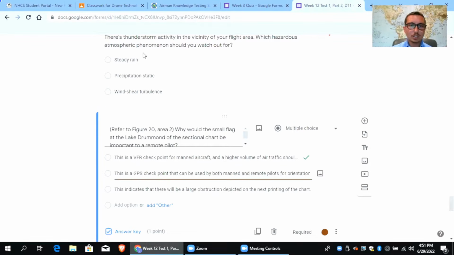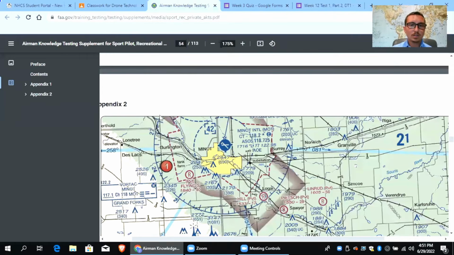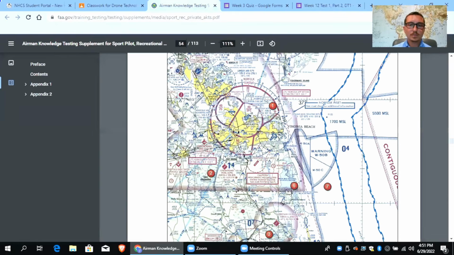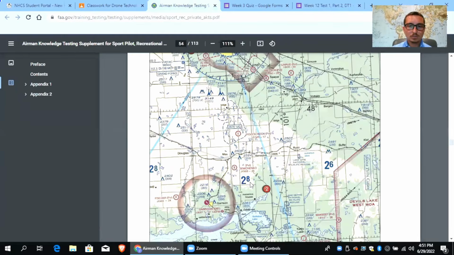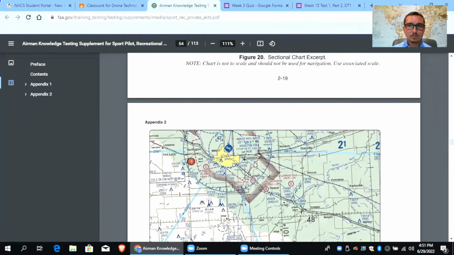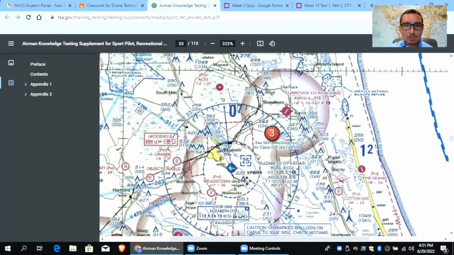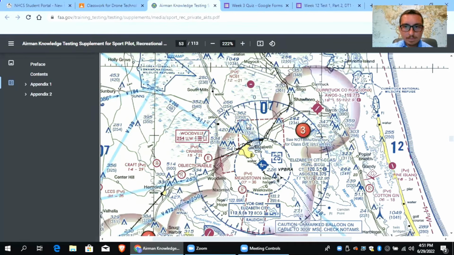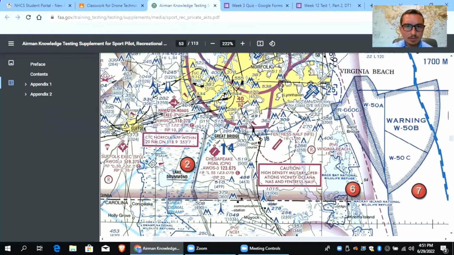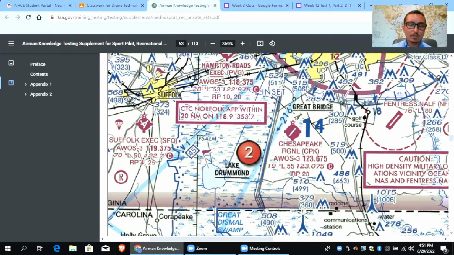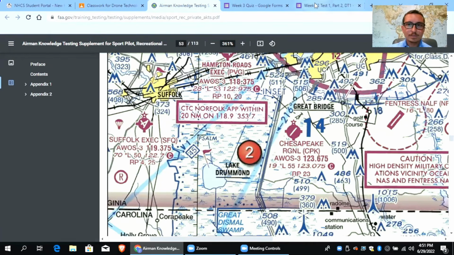Let's go look at it though. So figure 20. Okay, and zoom out here. Sorry, it's slow. Okay, so let's find our Lake Drummond Airport, or Lake Drummond area, whatever it might be. Is this it? Lake Drummond. Okay, so it's talking about this thing right here.